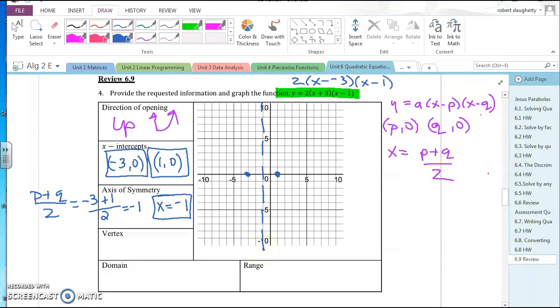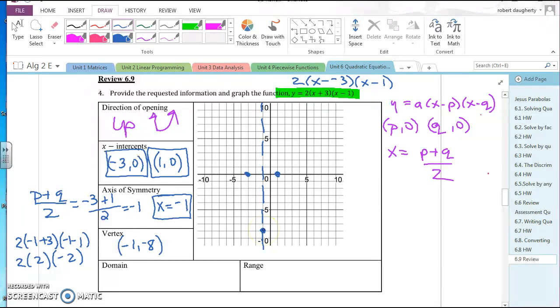I need the vertex. The vertex is going to lie on the axis of symmetry. So x equals negative 1 is the x-coordinate of the vertex. So let's plug that into our original equation. 2 times negative 1 plus 3, negative 1 minus 1. So that's going to be 2 times 2 times negative 2, which is just negative 8. So the vertex is negative 1, negative 8. Negative 1, negative 8 is right here.